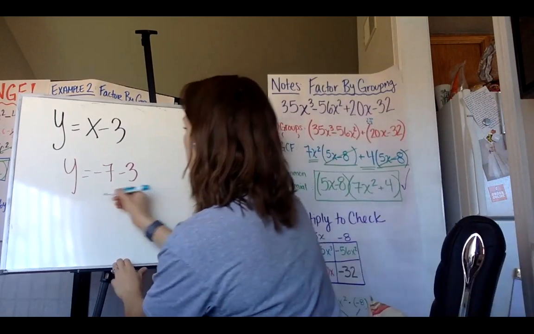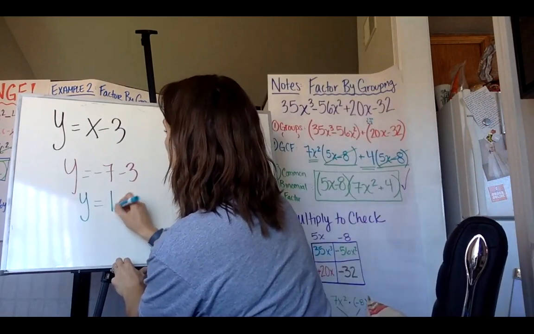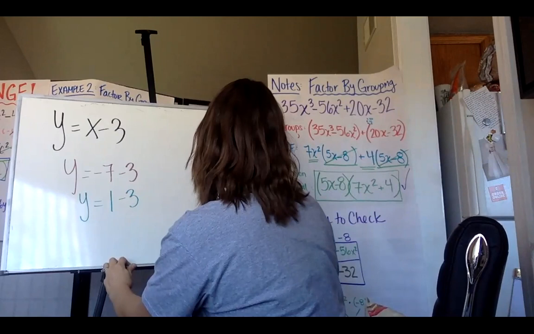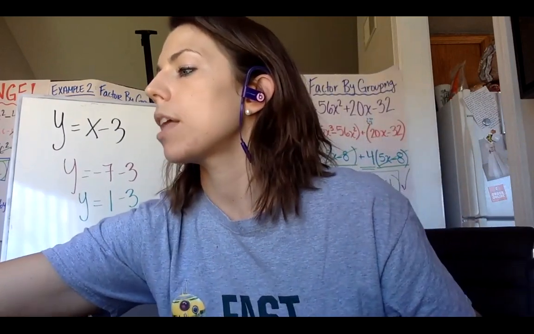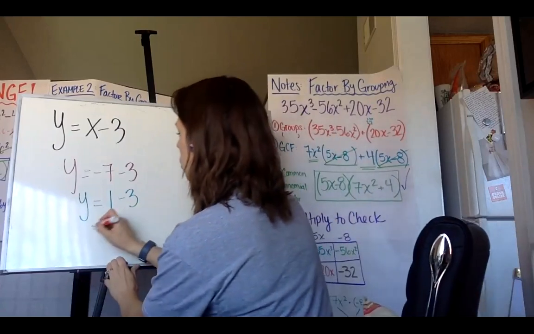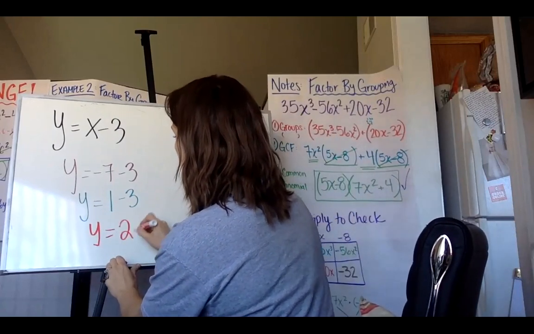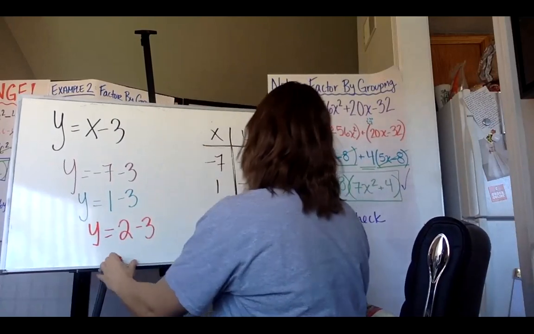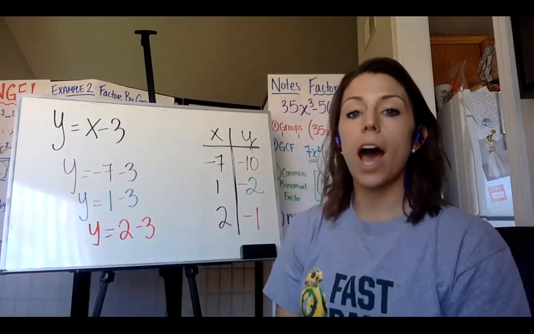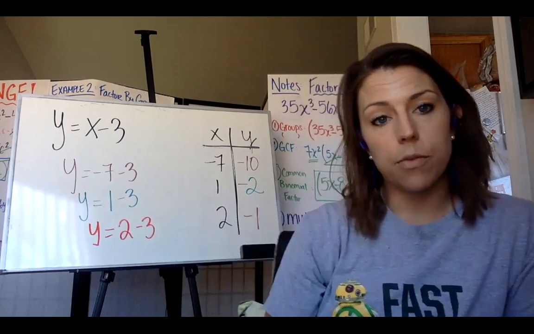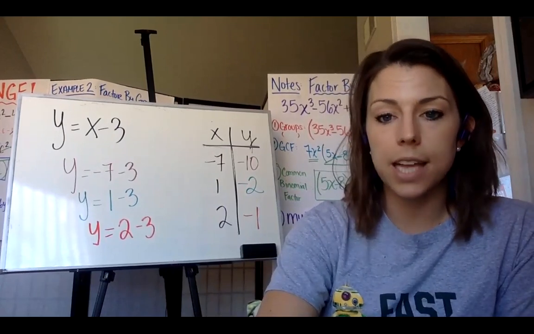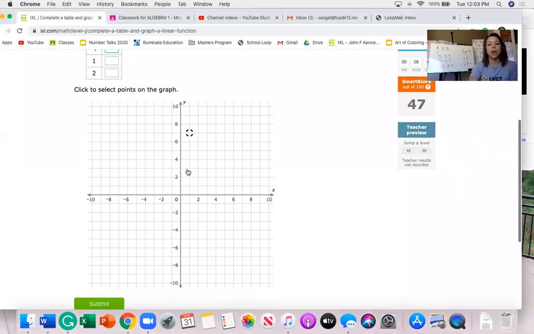Now I'm going to plug in 1. So that would be y is 1 minus 3, which I know is -2. And then my third point, which is 2, y equals 2 minus 3, which is -1. So I think the answers are -10, -2, and -1. The only way to be sure is to actually graph the points and see if they're all on the same line.